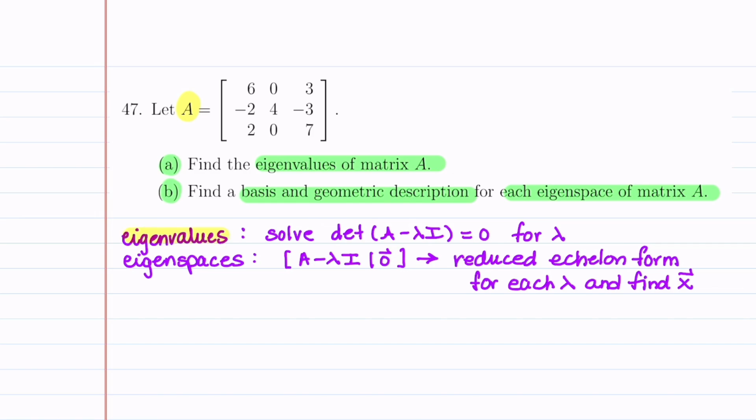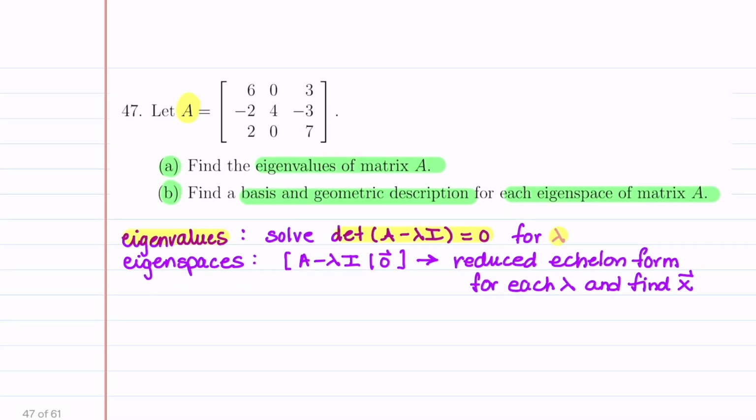To find the eigenvalues, we're going to solve the equation determinant A minus lambda I is equal to 0 for our eigenvalue lambda. To find the eigenspaces, we're going to put A minus lambda I in a matrix and augment it with 0, and then we're going to put that matrix in reduced echelon form and find X for each lambda. That's going to take a little bit of time. Let's go ahead and start by finding the eigenvalues.